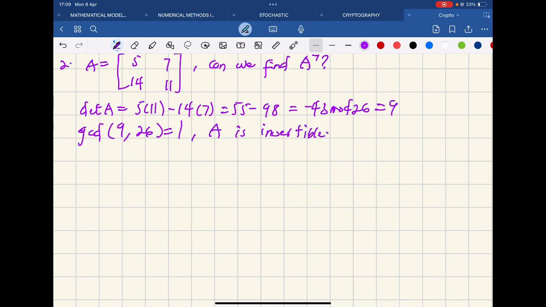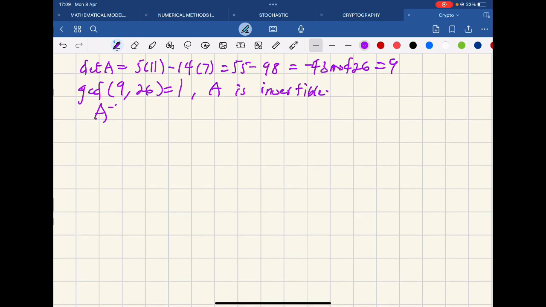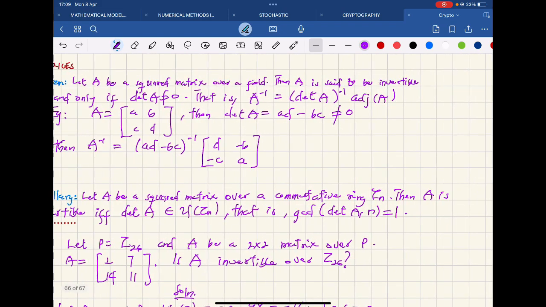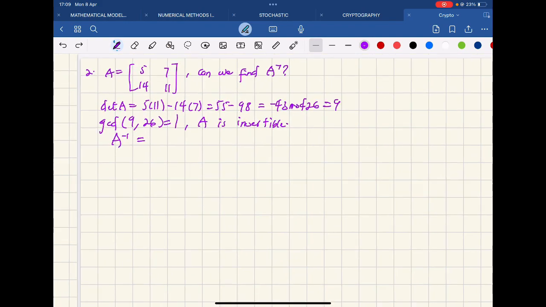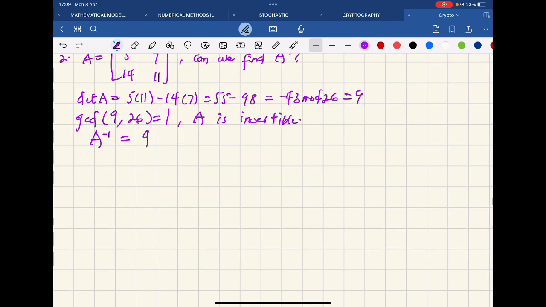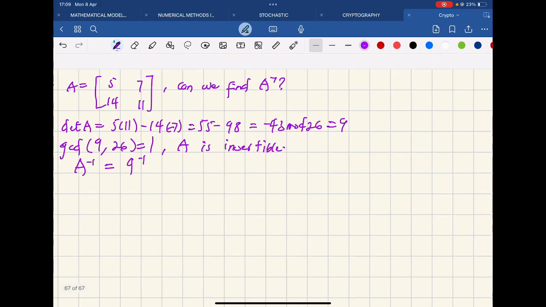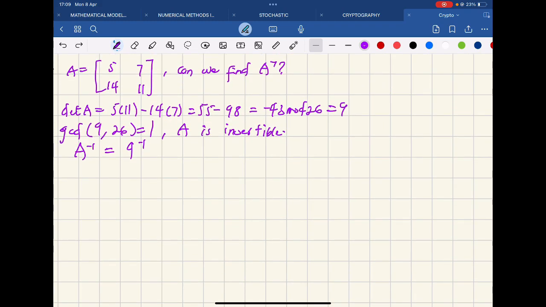Now, if the matrix A is indeed invertible, how do we find it? So A inverse is equal to, now remember the formula over here. The formula said the determinant inverse. So in our case, the inverse of 9. So we are going to get 9 inverse times our adjoint. Our adjoint is 11, 5. We interchange the diagonal entries and negate this part, minus 14 and minus 7.